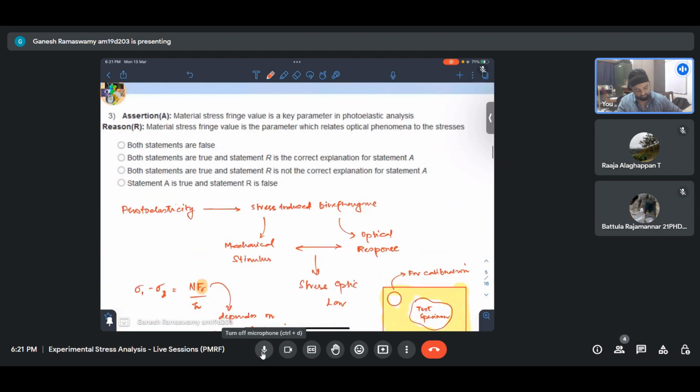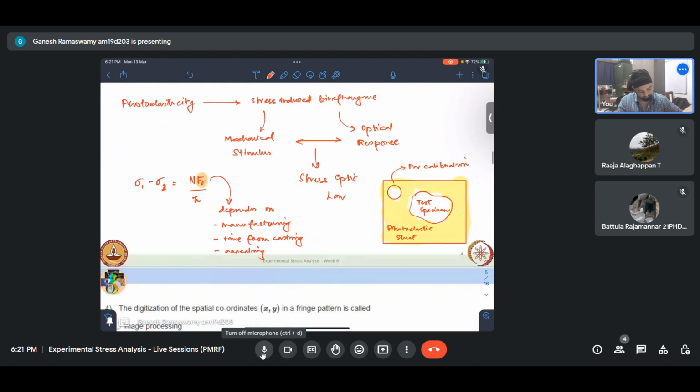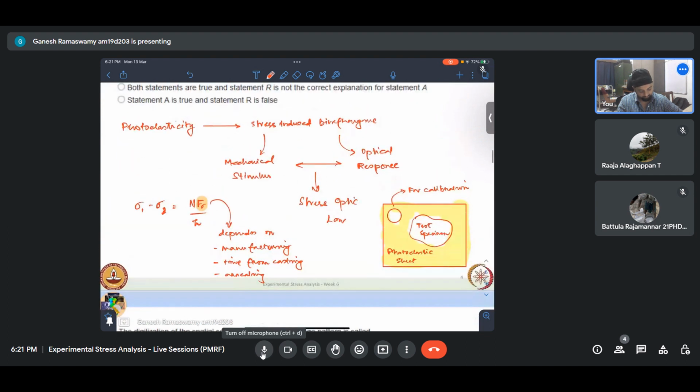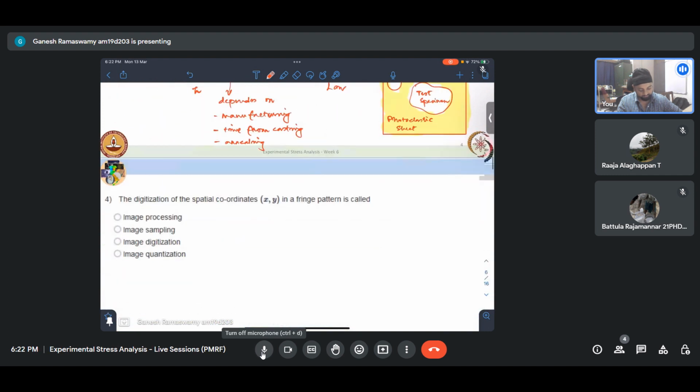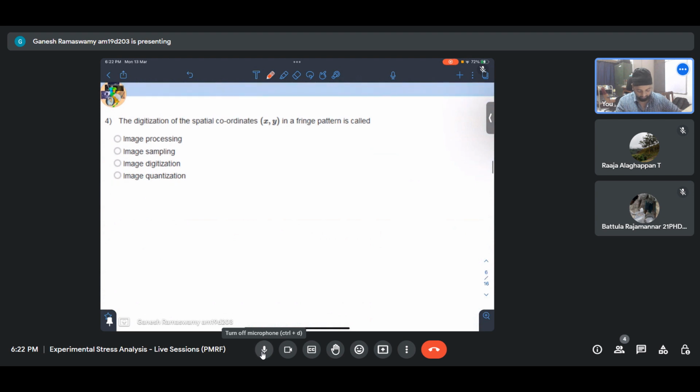Hence, yes, it is very important that material stress fringe value is obtained correctly, because that is the only parameter which relates optical phenomena to stresses. So this is the correct explanation. I hope that this is clear. Okay, so if there are any questions, please ask. So I'll move to the next problem.